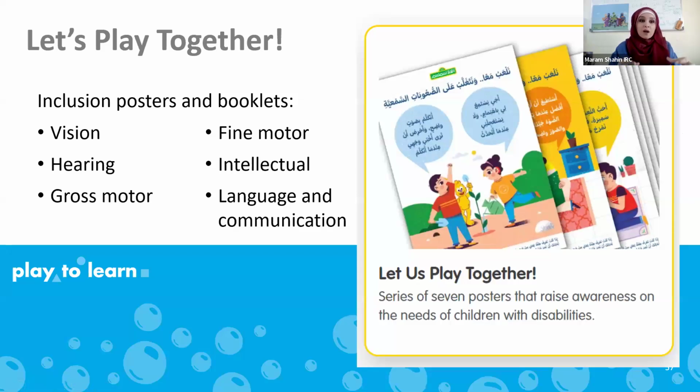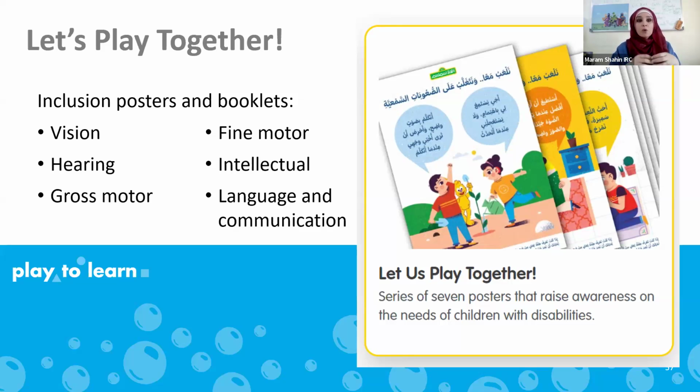So taking you to the resource hub, if you go to Let's Play Together, you will find posters and booklets. We have 7 posters, and in each poster, in a very simple language that can be easily adapted to the community, we address one certain type of disability, and we call it, in fact, a difficulty, considering the age group that we have. So you'll find a poster and a booklet, and they are related to each other. One for visual difficulties and another one for hearing, and then for gross motor, fine motor difficulties, and also intellectual difficulties, and then language and communication.